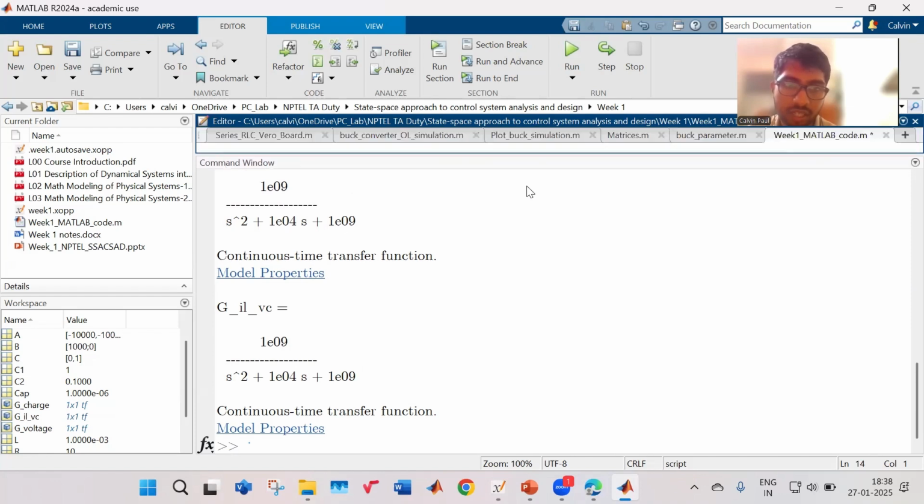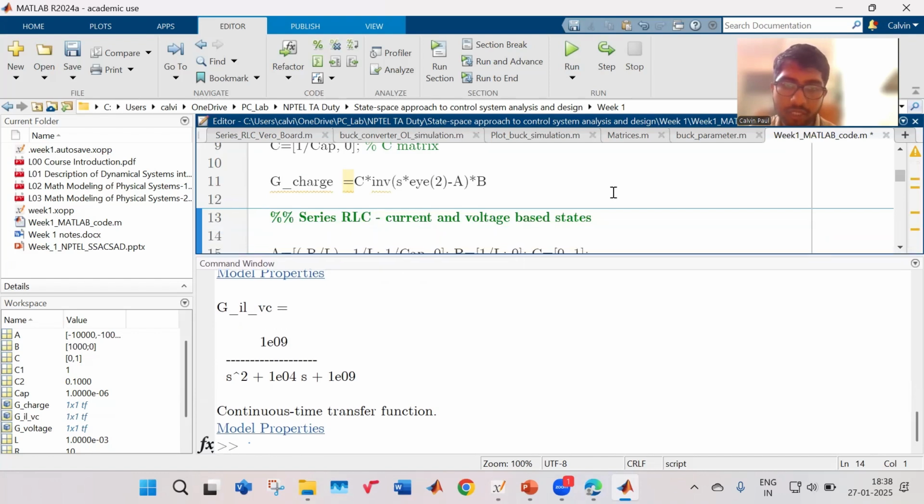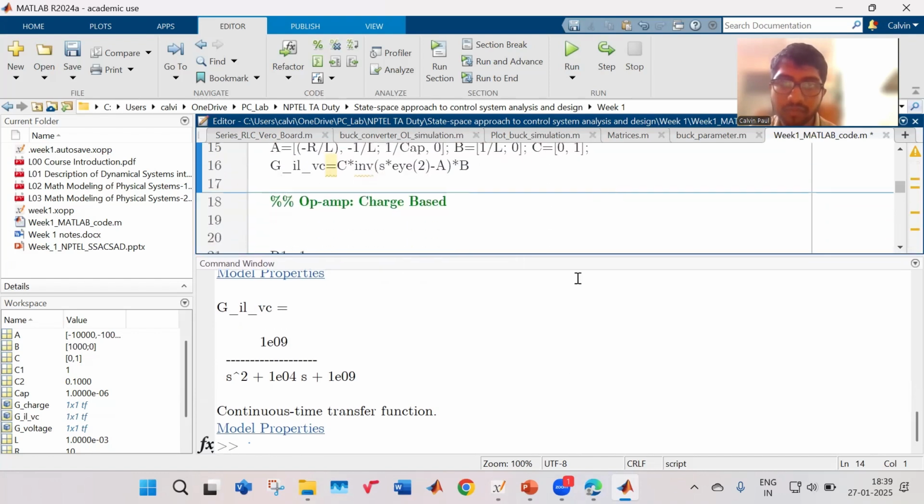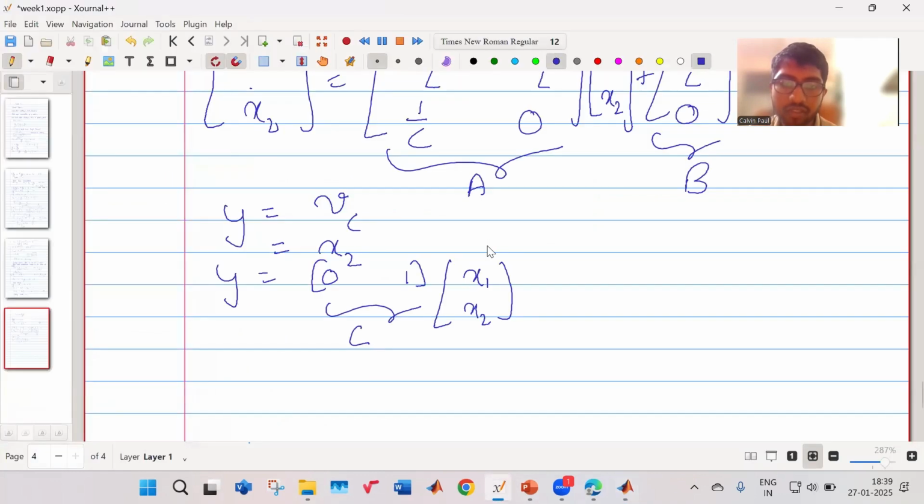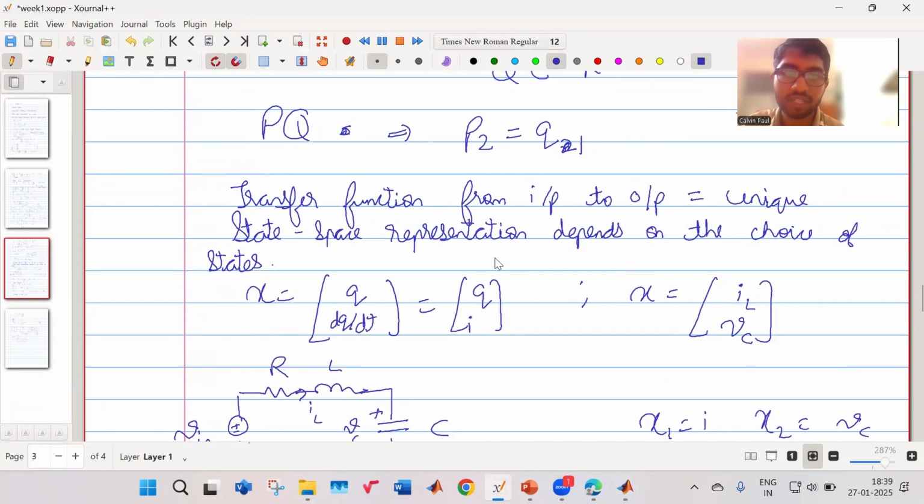So my objective was that the transfer function remains the same. The transfer function from input to output is unique. It is the same, but the state space representation depends on the choice of states. But the effective transfer function which you get will remain the same.